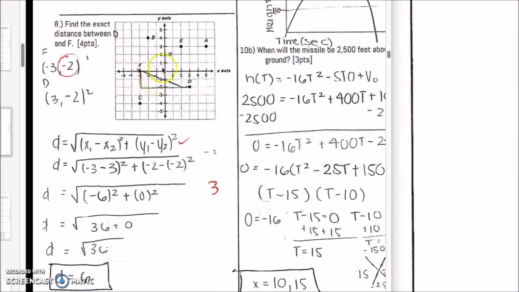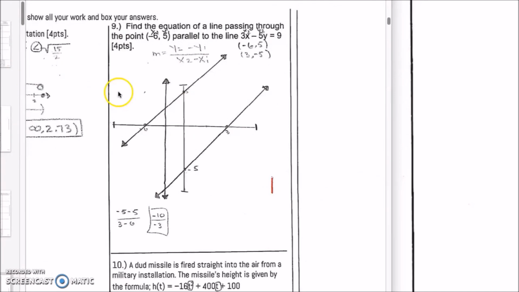Alright, so F, they said, was -3. This should have been -3, 0. So wrong ordered pair, and distance from is correct. All the substitutions were fine. Alright, this one says find the equation, but this student just found slope.